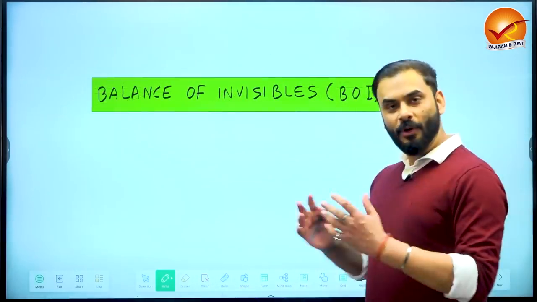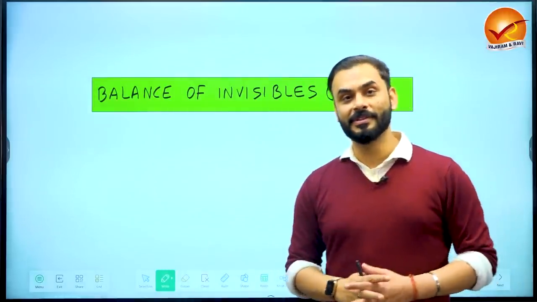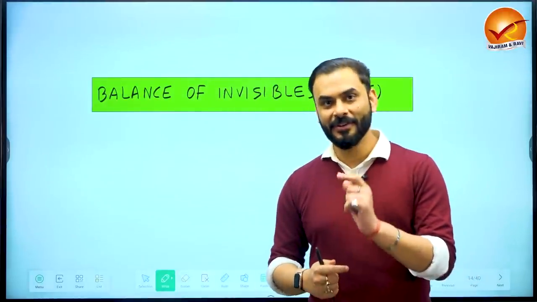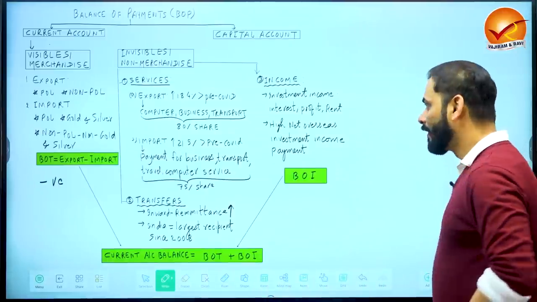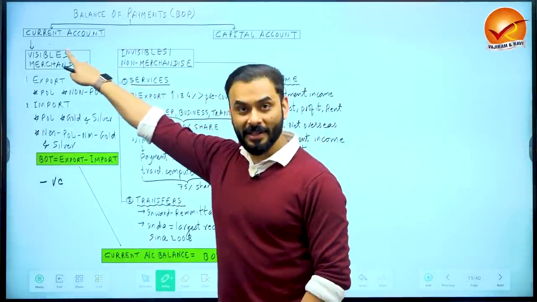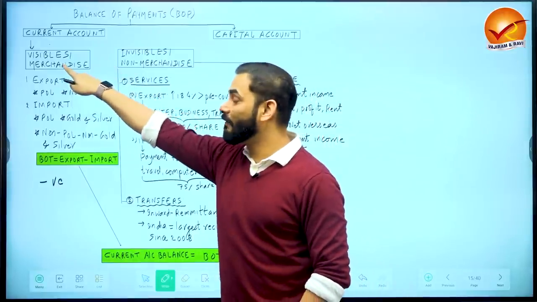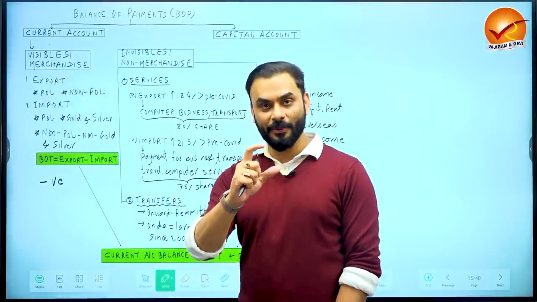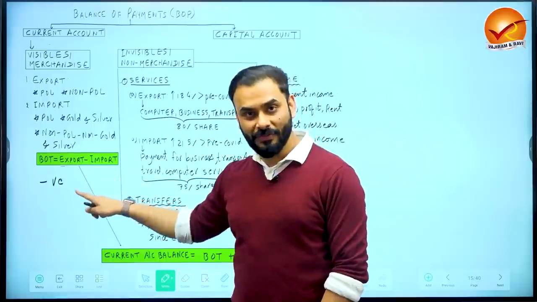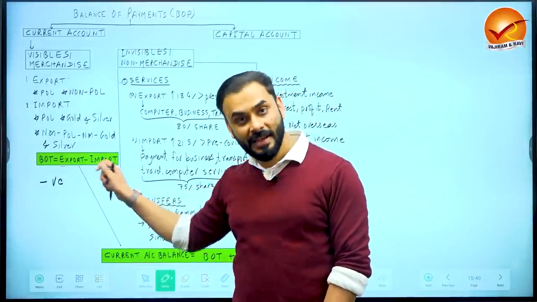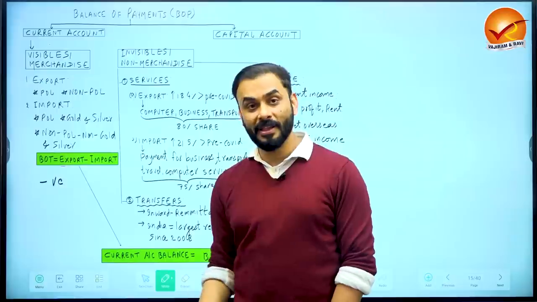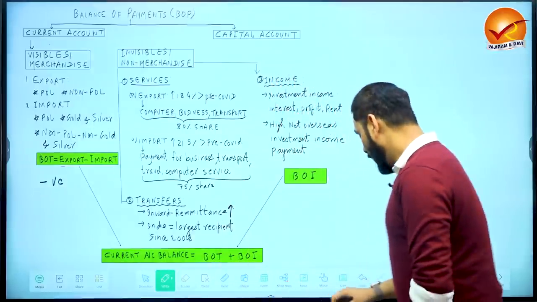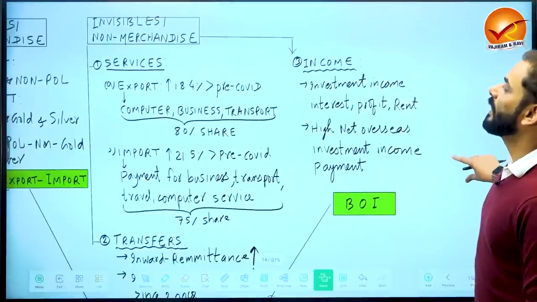All right. So now let us have a look at the balance of invisibles. And if you recall, what does invisible comprise of? Invisible comprises of services, transfer and income. So you see, this is our chart, right? Balance of payment, current account, capital account. In current account, we have already seen the status and trend of visible. Visible means export and import of goods. And we have seen that balance of trade is largely negative in India, largely negative. And this is something about which even our policymakers are worried. And it is mentioned in the economic survey, right?